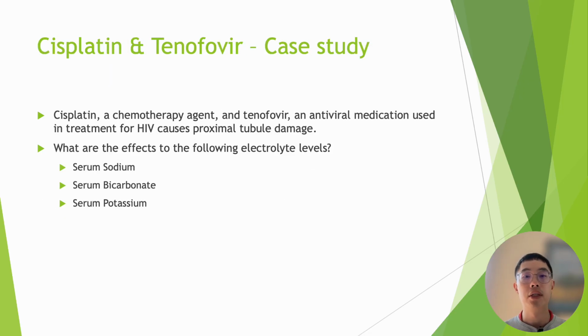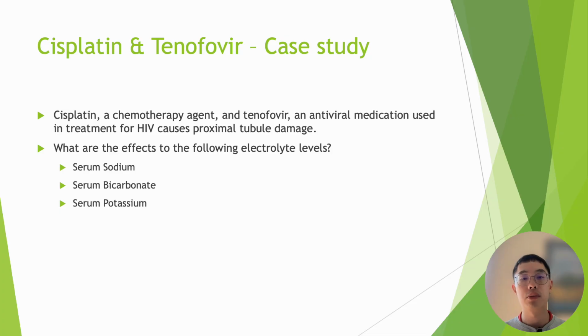There was a lot of information and material today that we covered in this video and in previous videos, but let's summarize with a case study when medications we give can cause more problems than we actually are trying to fix. Cisplatin, a chemotherapy agent used in many different forms of cancer, and tenofovir, an antiviral agent used in the treatment of HIV and hepatitis B, has the known side effect that it can cause damage to the proximal tubular cells.